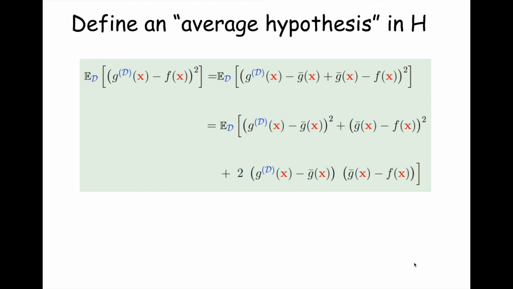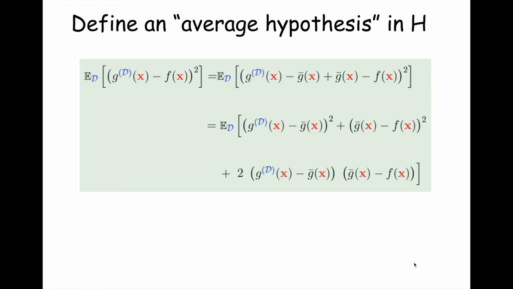If I say a plus b to multiply by itself times a plus b, well, that's a squared, the first term squared, plus the second term squared, b squared, plus 2 times the cross terms, plus 2ab, right? So I'm going to do the same exact thing, only instead of saying a, I'm going to say g script d of x minus g bar of x for my a term, and my b term is just a parenthesized expression as well. Does that make sense?